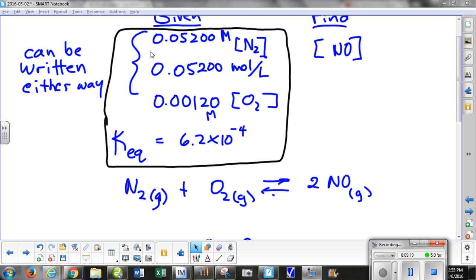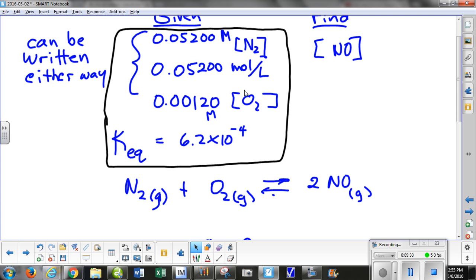So just had to clean up a couple of things. This molarity for the nitrogen could be written either way. Okay, you can see this little sign over here that I just moved. These guys are both the same thing. Moles per liter. And this is for N2. And the brackets mean that it is a concentration. Okay. So we've got the O2 here. I'm only going to write that one way.